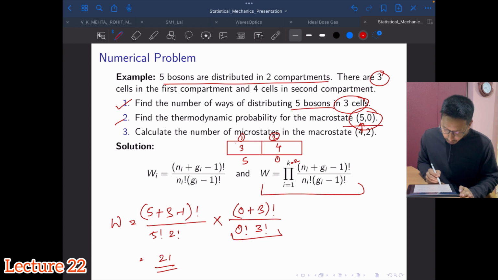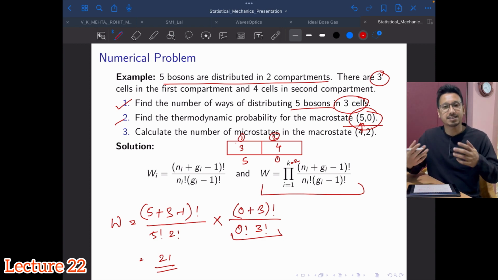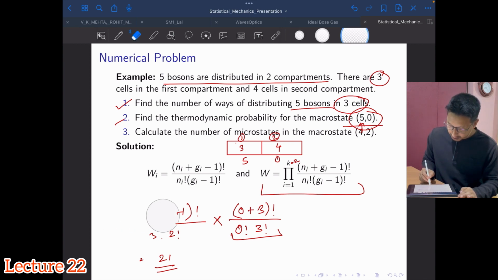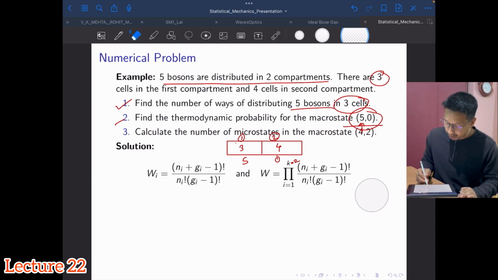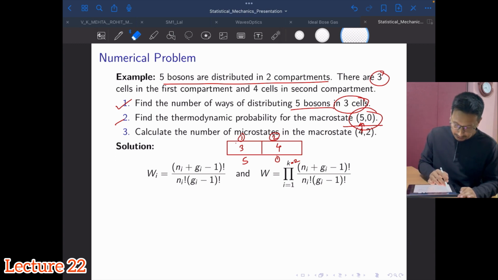So third part, what do we have to do? Calculate the number of microstates in the macrostate 4,2. See, this is asking the same question but in a different way. So the language is different. So again you have to calculate this W, the number of microstates or the thermodynamic probability.